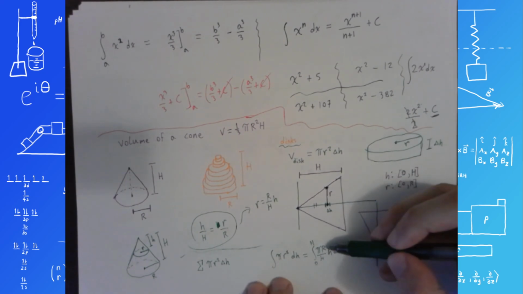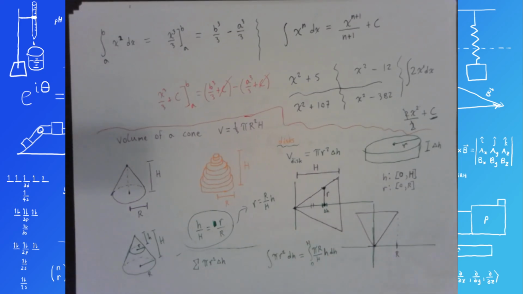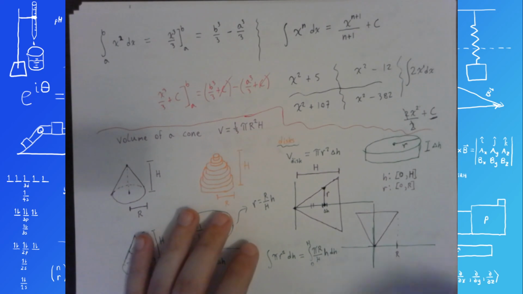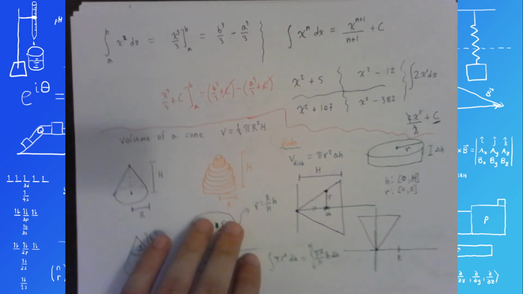Now, the pi, the big R, and the big H, those are all constants, and they're not really going to affect our integral. We can factor them out. They are independent of our variable little h, so they can just be factored out of the integral.